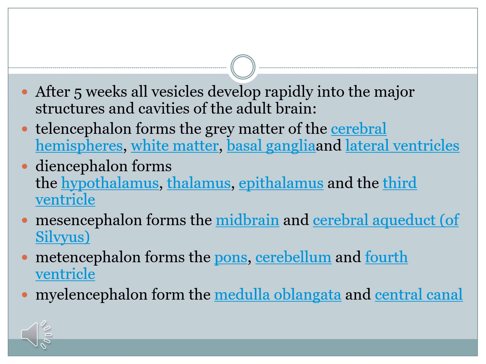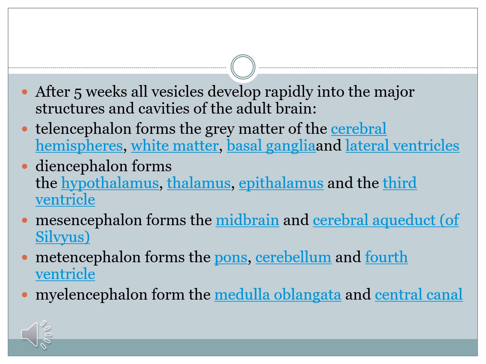So the third ventricle and fourth ventricle, I mean the diencephalon and mesencephalon, are connected by the cerebral aqueduct of Sylvius, while the myelencephalon will form the medulla oblongata and the central canal. These are very important. You should remember them very well.